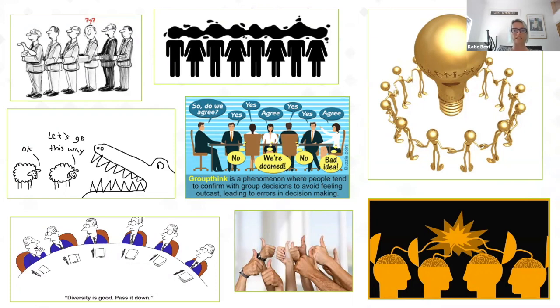So groupthink is a phenomenon where people tend to conform with group decisions to avoid feeling outcast, leading to errors in decision making. So groupthink happens, it regularly happens. In some ways it's functional because it allows us to reach a decision more quickly. In other ways it's really problematic because we end up agreeing to things that aren't perhaps the best outcome, because we follow the loudest voices in the room, or we want to conform to what's happening, and a few other reasons that we'll look at in a minute. But you can see from all of these, there can be quite a dark overtone to groupthink. It isn't always the best thing for a group.